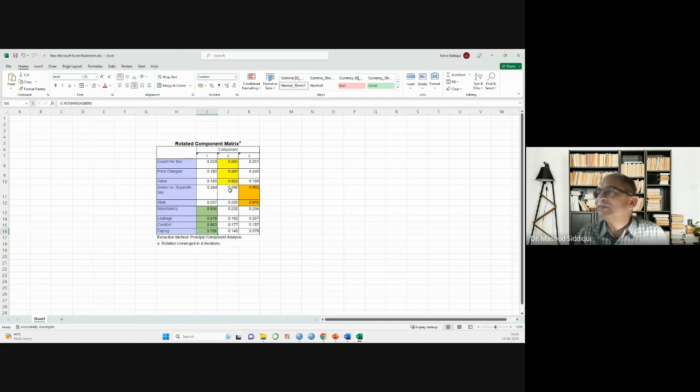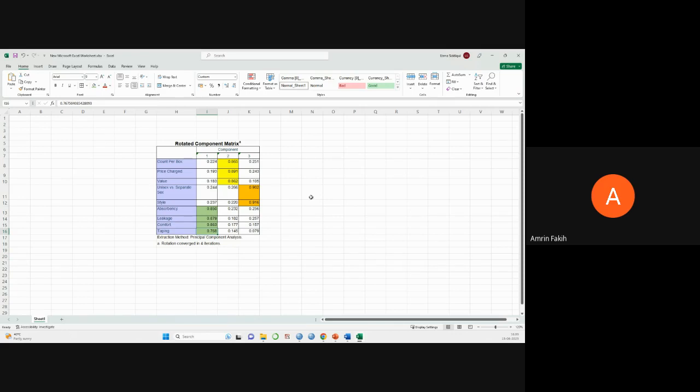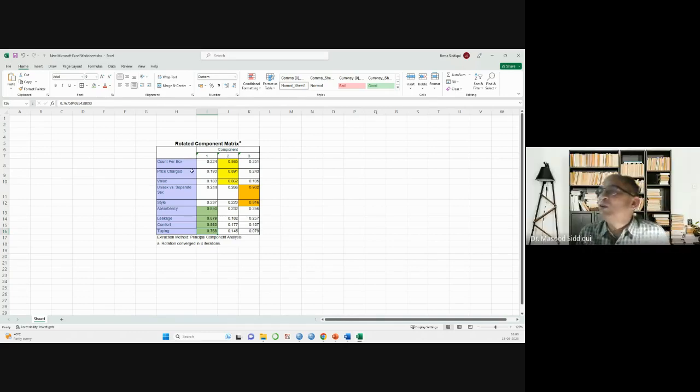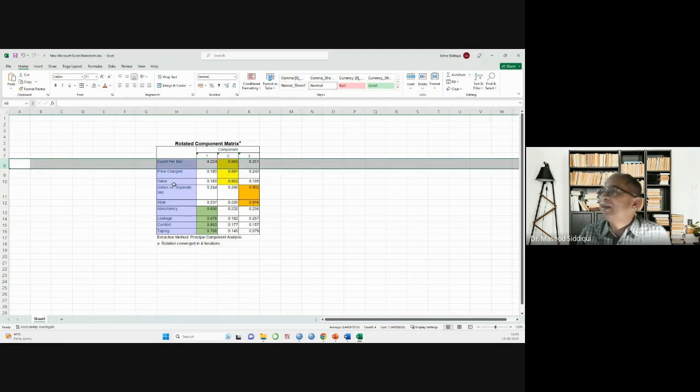Yes, Ms. Amreen? Sir, according to the rotated component matrix, here variables have high correlations with different factors. So which factor should we consider? One moment. Look, these are the variables. Look only at count per box, right? Count per box has 0.224 correlation with factor 1 or principal component 1, 0.865 with component 2, and 0.253 with principal component 3. So if we have to place, actually we have to place the variables.